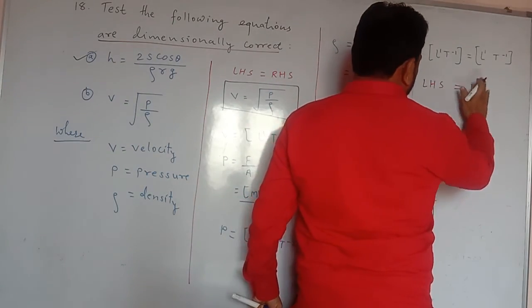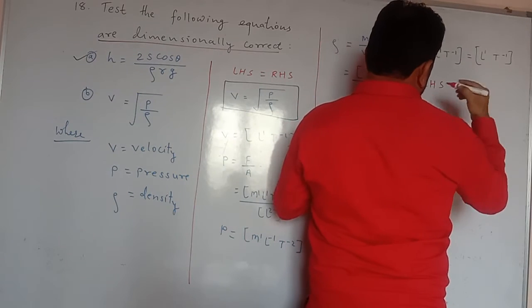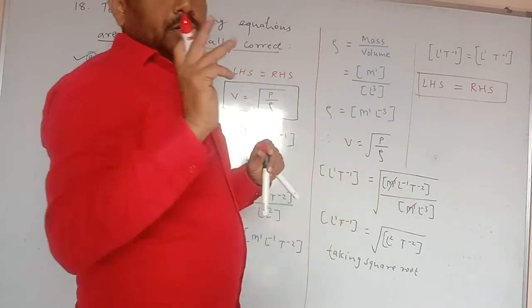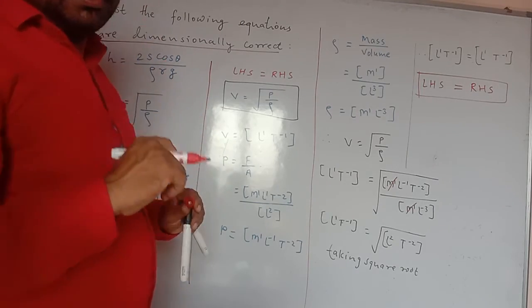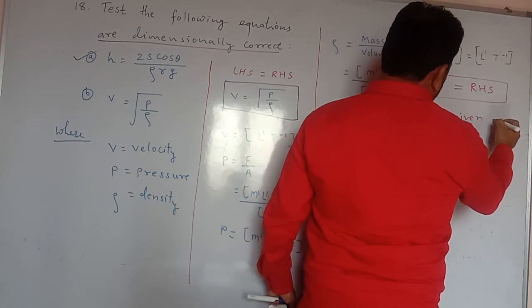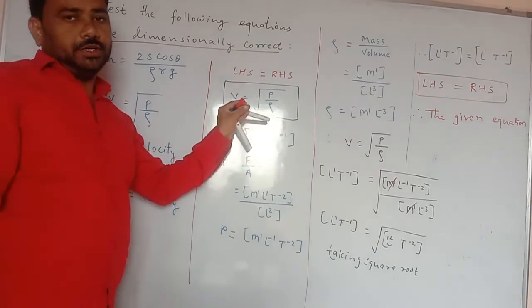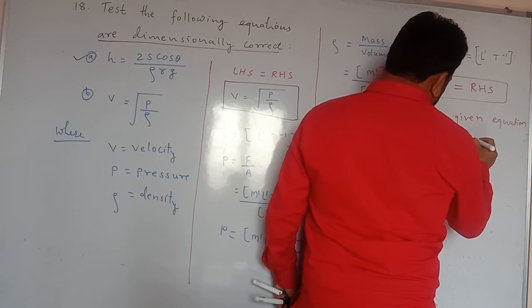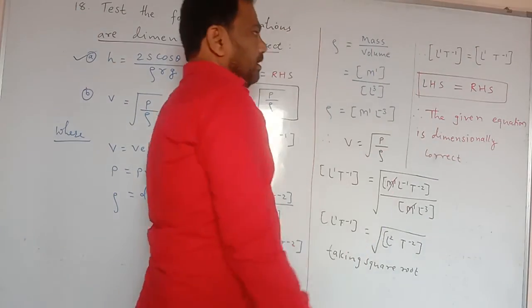So LHS is exactly equal to RHS, which means both sides of the given equation are equal to each other. Then what is our conclusion? The given equation, v is equal to under root pressure upon density, is dimensionally correct. This is our final answer.